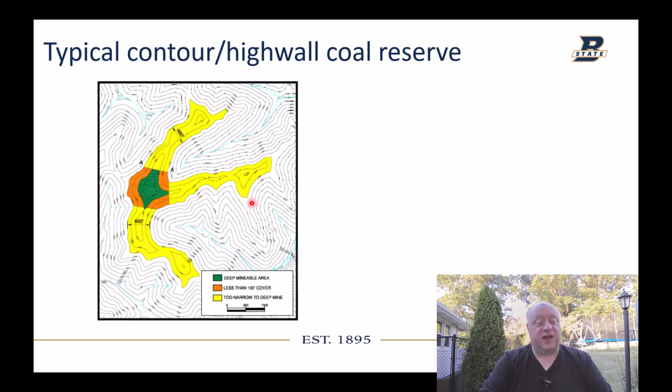This here is an example of, like a hilltop sort of topography where you have a coal reserve, and it shows that it's not big enough to deep mine, right? And so this would be an area where you would consider contour mining, maybe also utilizing a highwall miner or an auger system, something like this. So this is the sort of topography that's pretty typical of Central Appalachia.